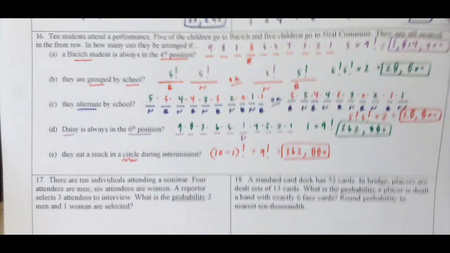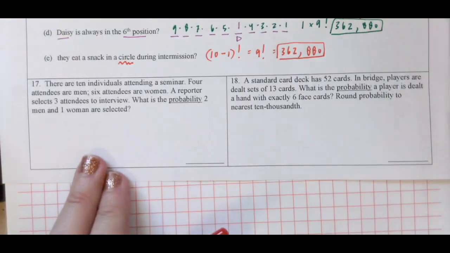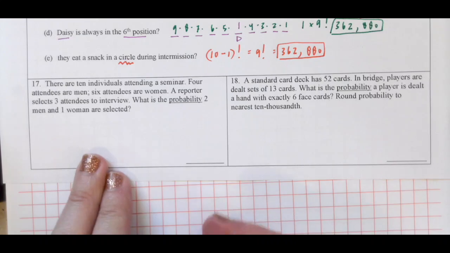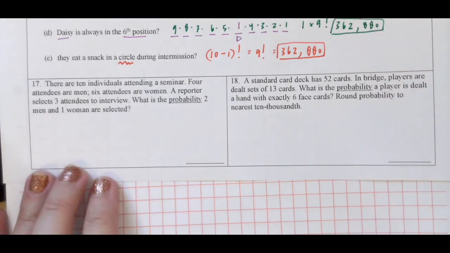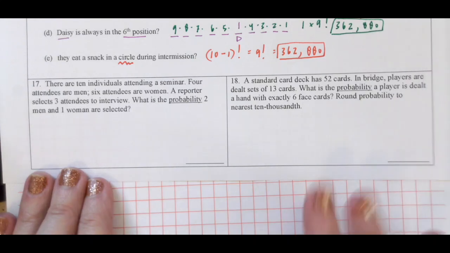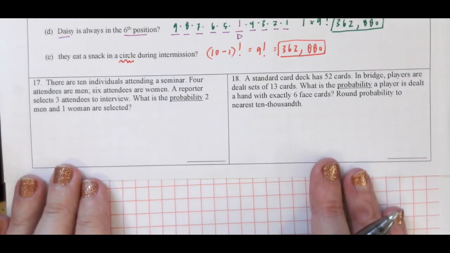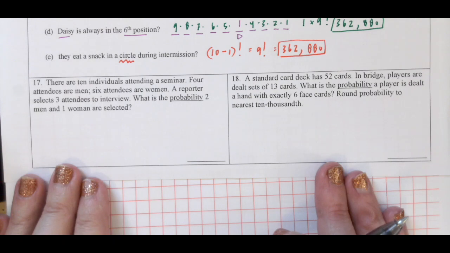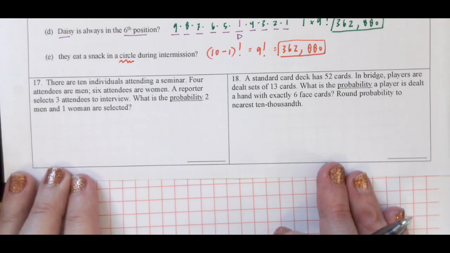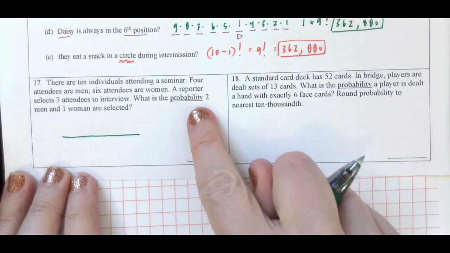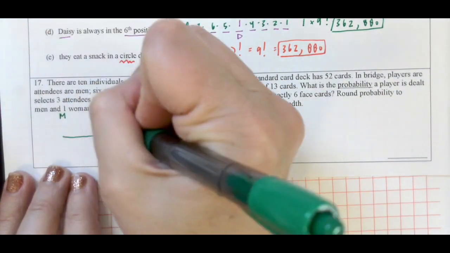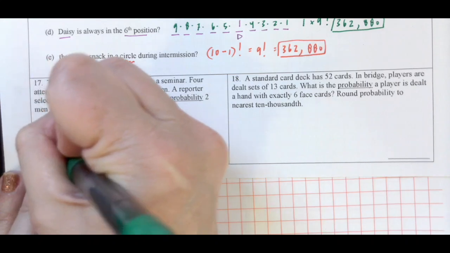All right, last 2. We have 10 kids or 10 individuals attending a seminar. 4 are men, 6 are women. A reporter selects 3 attendees to interview. What's the probability 2 men, 1 woman are selected? Okay, so here's my big fraction bar. It's a probability. Men, women, total.